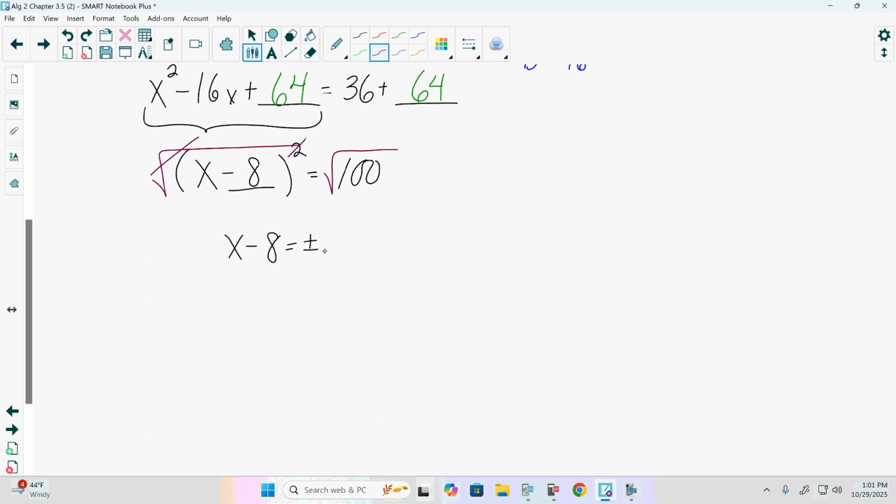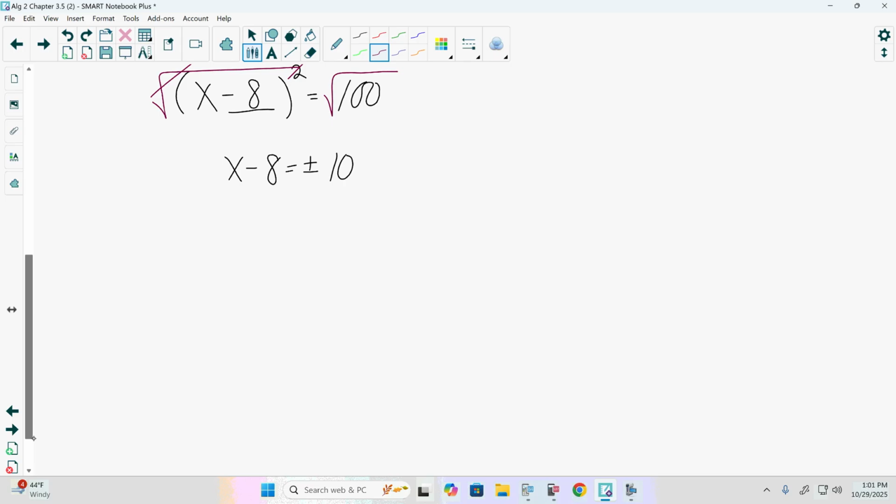Now, whenever we take the square root of both sides, we have to put the plus or minus, because what's inside the square, being multiplied by itself, could be positive or negative. And the square root of 100 is 10.